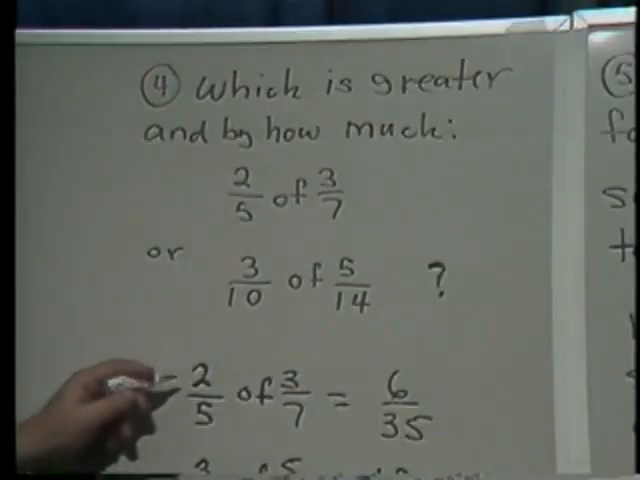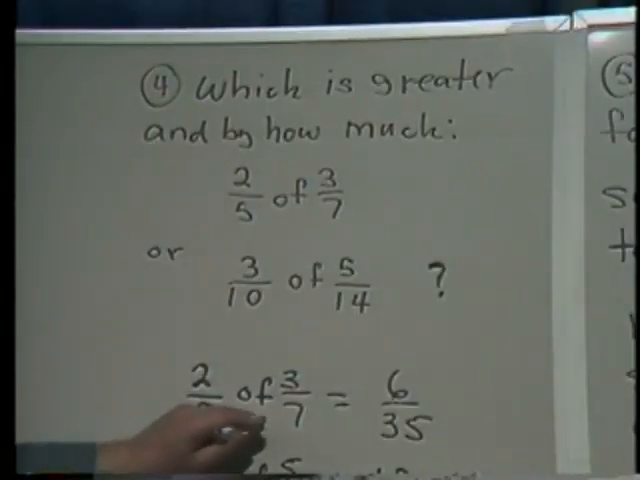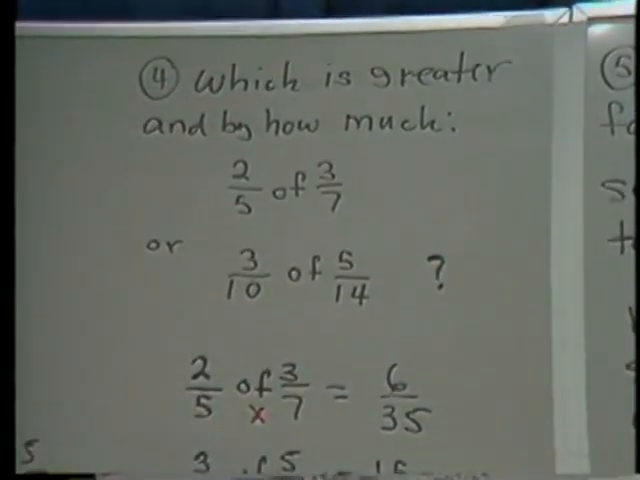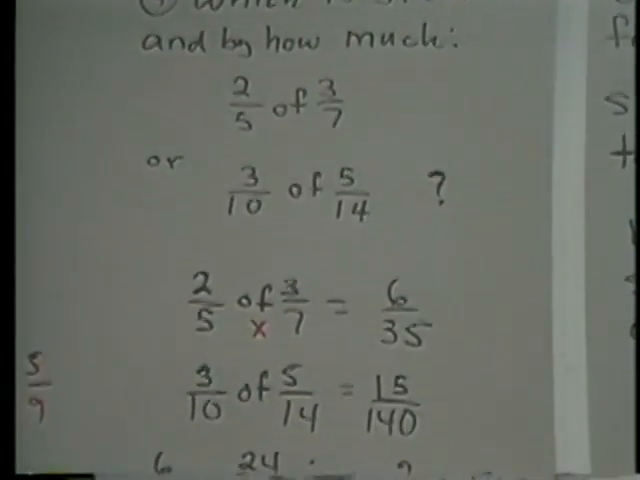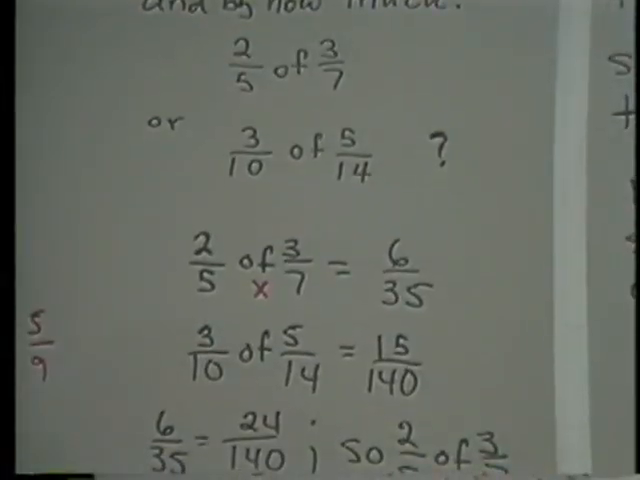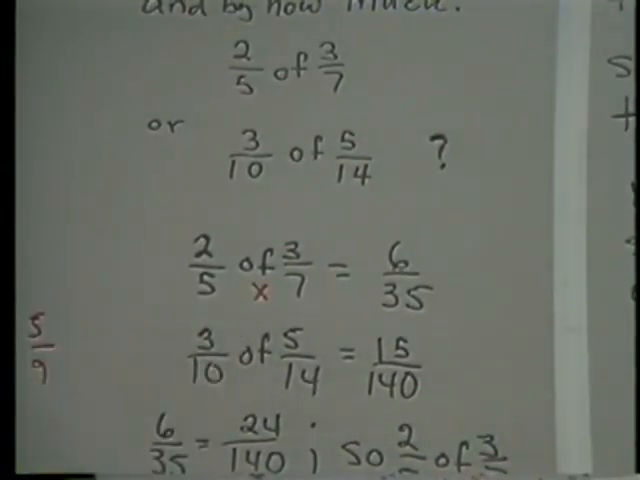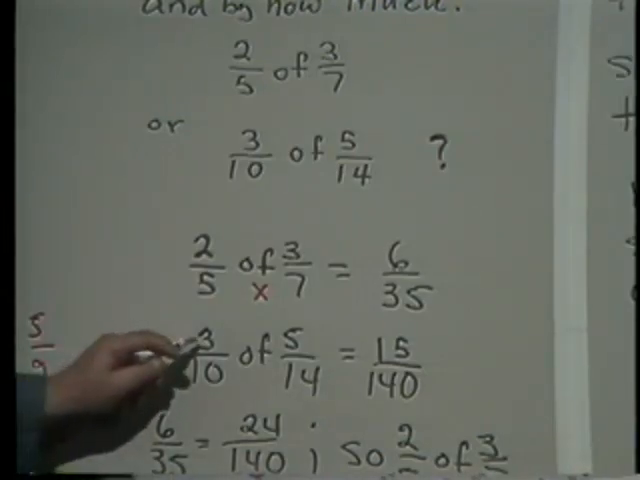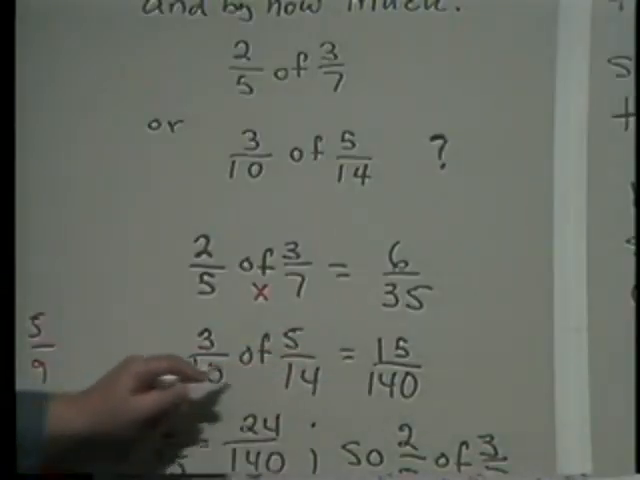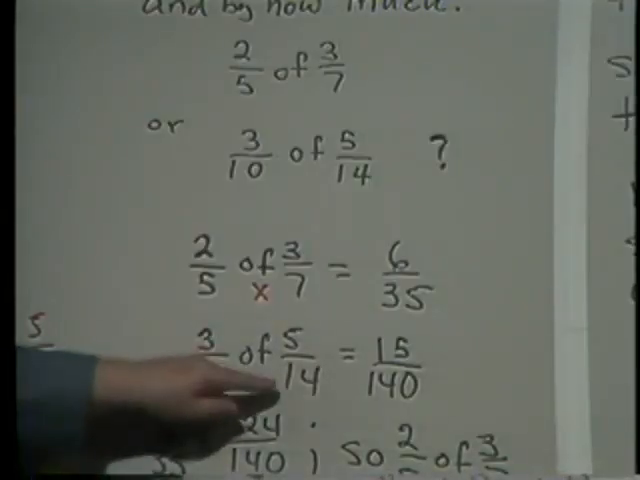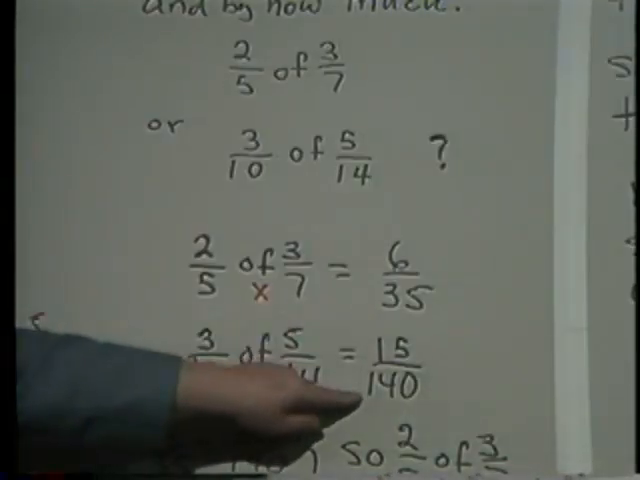So what is 2/5 of 3/7? Of means times. 2 times 3 is 6. 5 times 7 is 35. So 2/5 of 3/7 is the same as 6 out of every 35. On the other hand, what's 3/10 of 5/14? 3/10 of 5/14, okay, that's what? 3 times 5 is 15. 10 times 14 is 140. So 3/10 of 5/14 is 15 over 140.